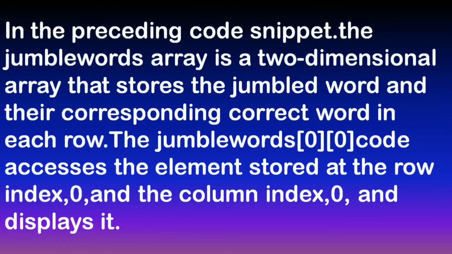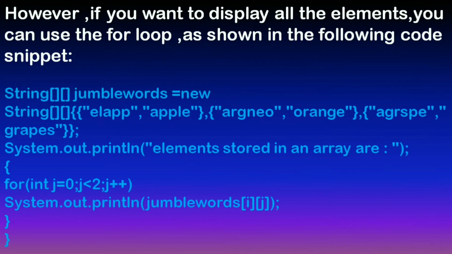In the preceding code snippet, the jumbleWords array is a two-dimensional array that stores the jumbled word and its corresponding correct word in each row. The jumbleWords[0][0] code accesses the element stored at the row index 0 and the column index 0 and displays it. However, if you want to display all the elements, you can use the for loop as shown in the following code snippet. Now if we want to access all these values, we have to use a for loop. This is the jumbleWords array, these are the values, we first print the elements stored in the array are, then the for loop will run and all of these will be printed one by one.